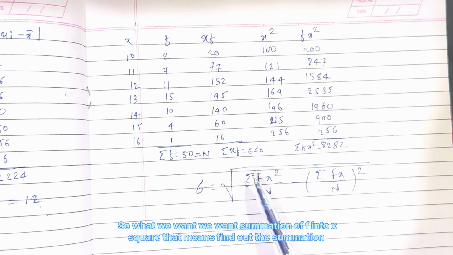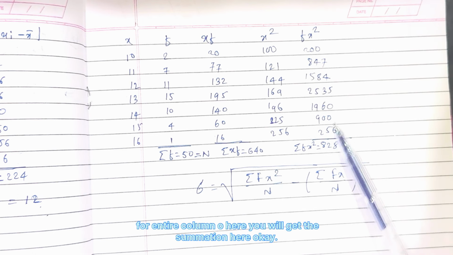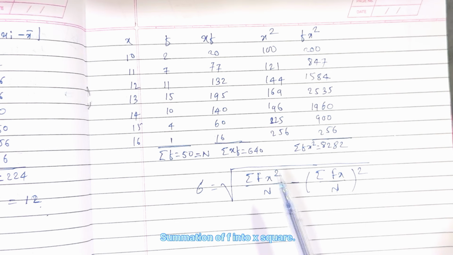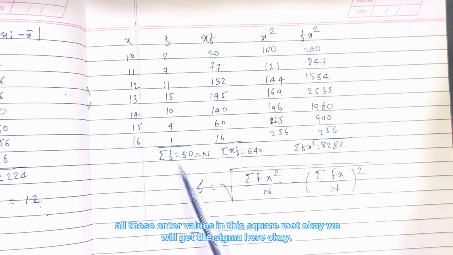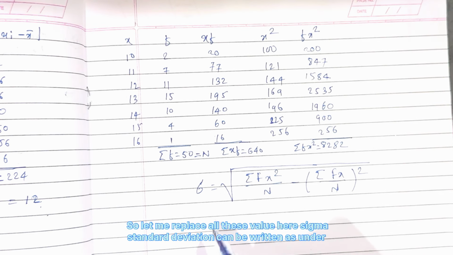Okay, so what we want is the summation of f into x square. That means find out the summation for the entire column over here. You will get this summation here: summation of f into x square. Now what we want is the standard deviation. That means we want the sigma over here. So replace all these values in this square root. Okay, we'll get the sigma here. So let me replace all these values here.